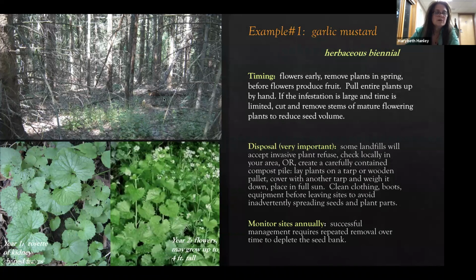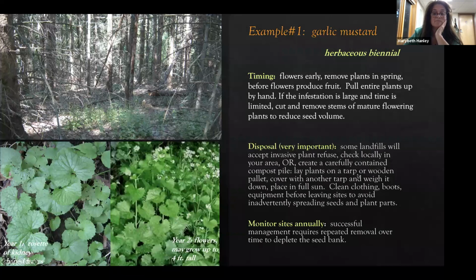If you have so much of it and you only have so much time, it's still beneficial even if you cut off the flowers and got rid of just the tops of the plants, because all of these flowers have these long calyx, these long fruits that have rows of seeds in them. So it's really, really important to bag everything up.